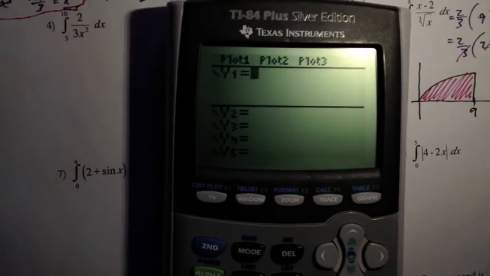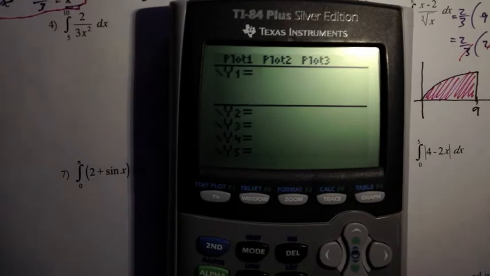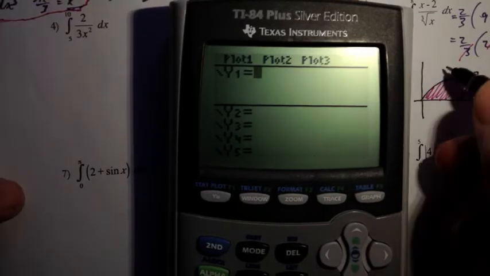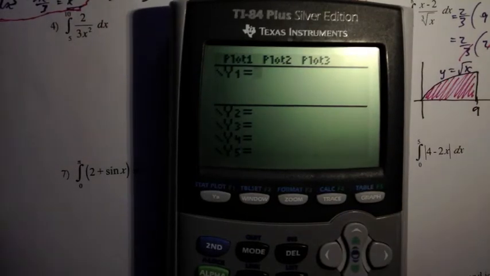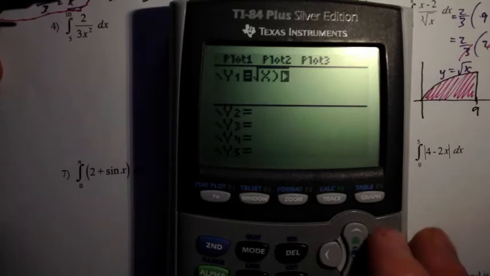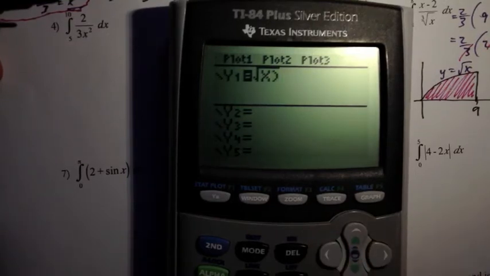Okay, so we have the integral of radical x. So remember, this is the graph of y equals the square root of x. Okay, and we're going to graph that radical x. I guess I didn't need that parentheses there. Delete that and get out of there.